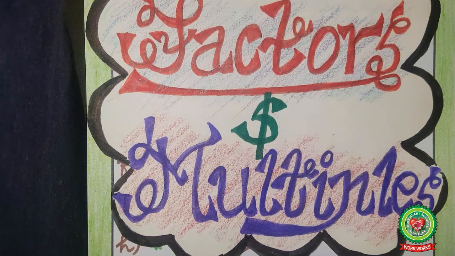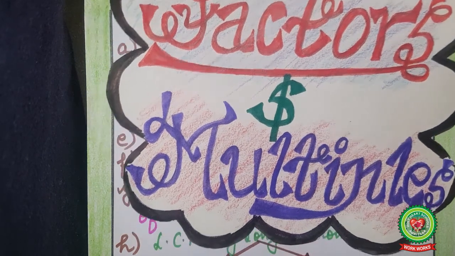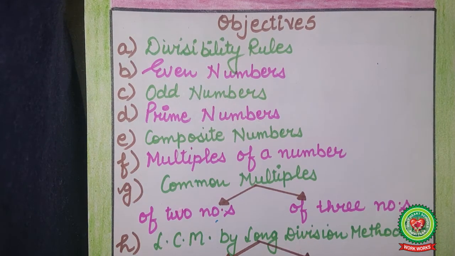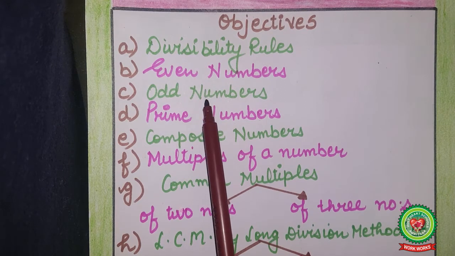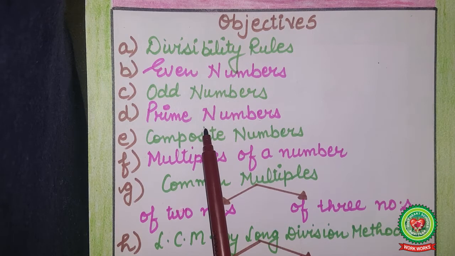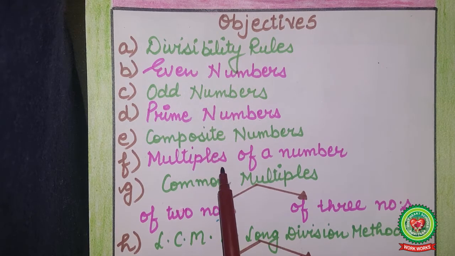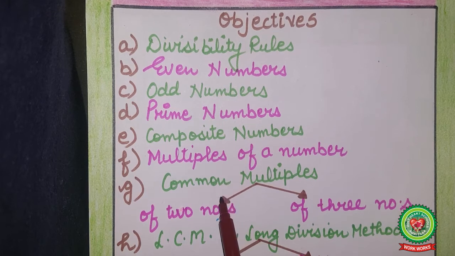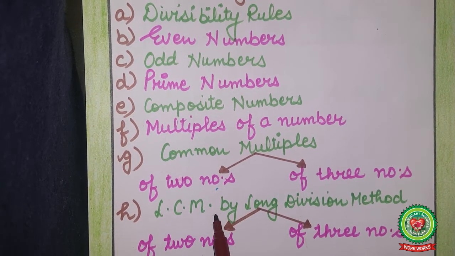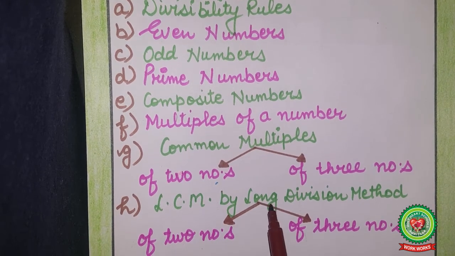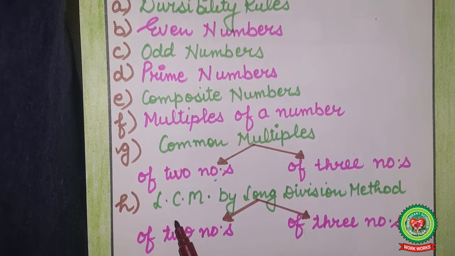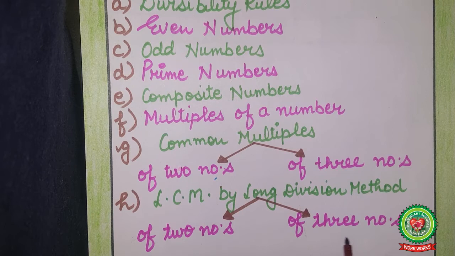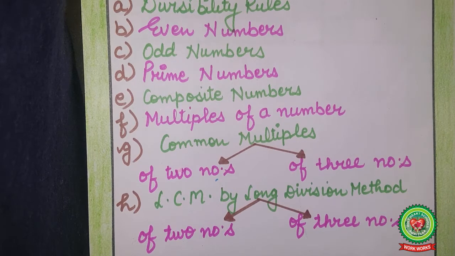Students, in the chapter Factors and Multiples, we have already done the topics: divisibility rules, even numbers, odd numbers, prime numbers, composite numbers, multiples of a number, common multiples, and LCM of two numbers by the long division method. Today I will discuss with you how to find the LCM of three numbers by the long division method. To understand this topic, let's take some examples.